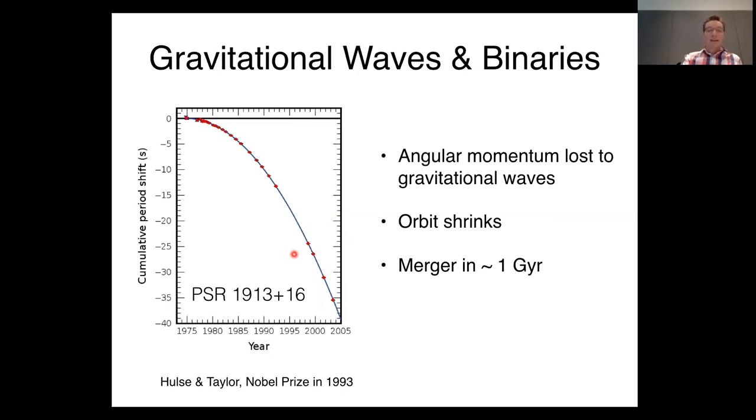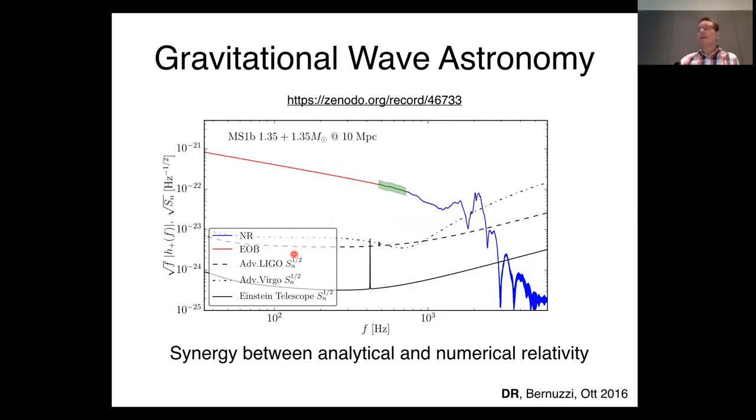So binaries like this evolve over hundreds of millions of years as the orbits shrink until the point where they really reach the sensitivity band of ground-based detectors such as advanced LIGO. This happens basically when the binary has an orbital frequency of around 5 Hertz. The gravitational wave frequency at that point is twice the orbital frequency, so it's 10 Hertz, and this is where LIGO starts to become sensitive.